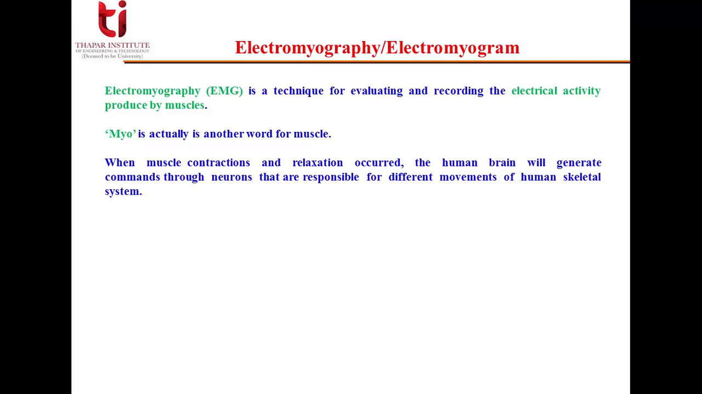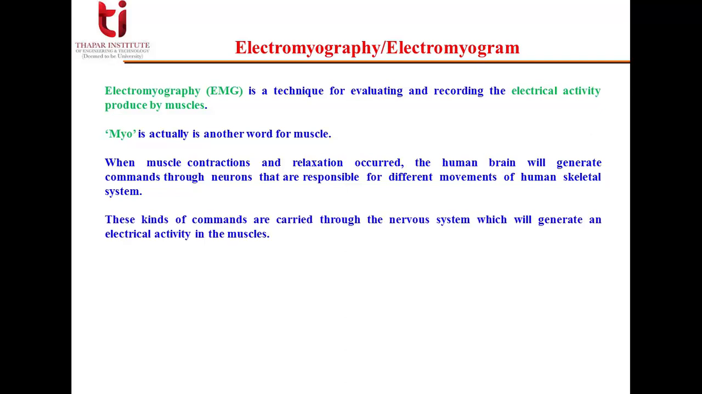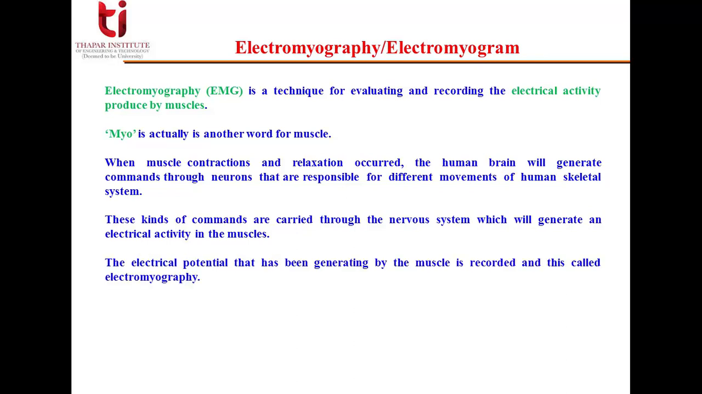Electromyography is a technique for evaluating and recording the electrical activity produced by muscles. Myo is another word for muscle. When muscle contraction and relaxation occur, the human brain generates commands through neurons that are responsible for different movements of the human skeletal system. These commands are carried through the nervous system, which generates an electrical activity in the muscles. The electric potential generated by the muscle is recorded, and this is called electromyography.